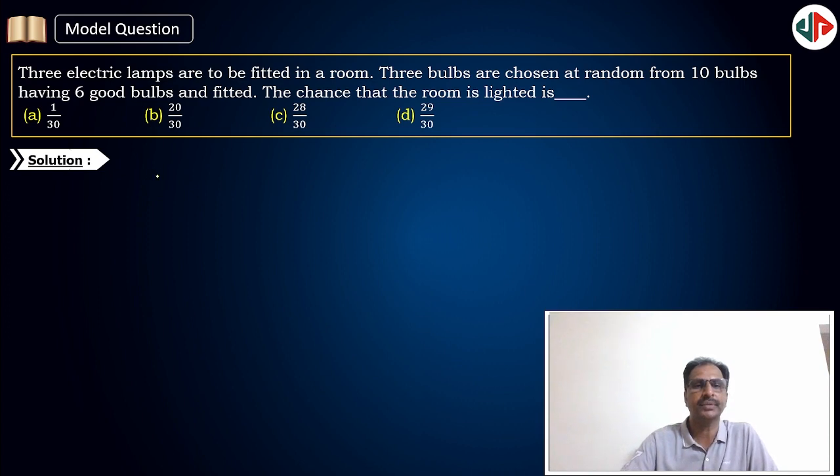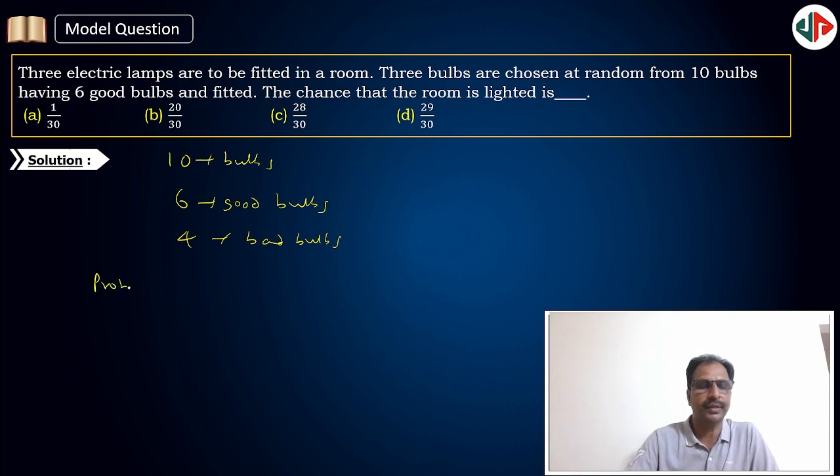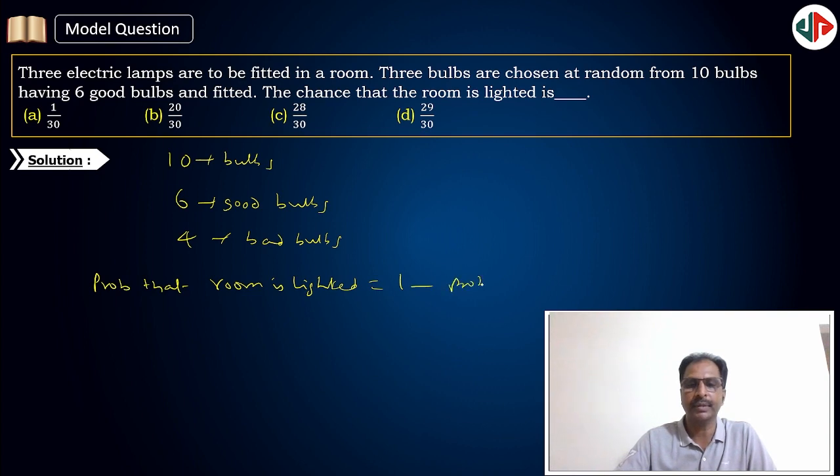Next, 3 electric lamps are to be fitted in a room. 3 bulbs are chosen at random from 10 bulbs. So altogether we have 10 bulbs, out of which 6 are good bulbs and the remaining 4 are bad or damaged bulbs. The chance that the room is lighted. So you have to find the probability that the room is lighted. This can be done like this: 1 minus the probability that the room is not lighted.